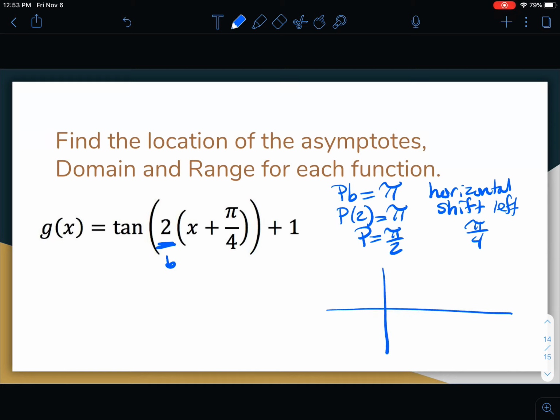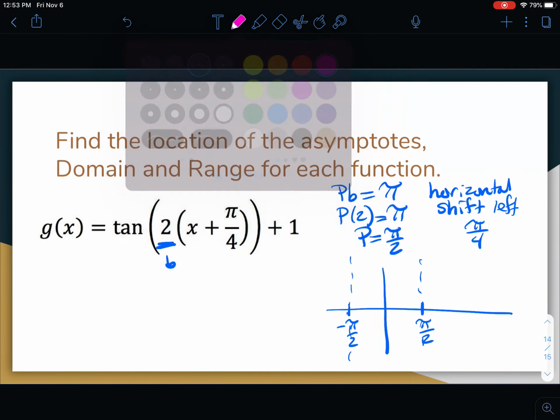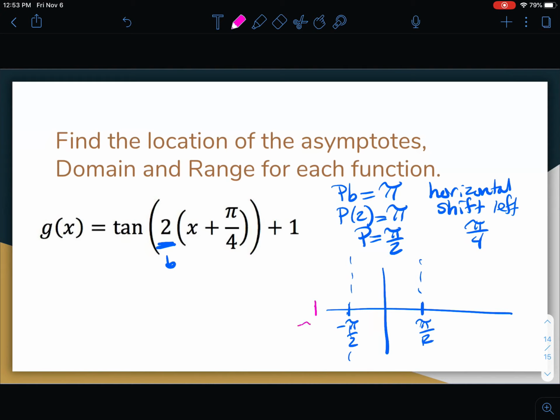Okay, so let's think of our just function family here, nothing exciting going on. Pi over 2, negative pi over 2. Remember, this is where we had those vertical asymptotes. Now this is saying, hey, we're going to shift to the left, pi over 4. So instead of this going here, so let's say that's negative pi, we're going to go ahead and shift it here to negative 3/4 pi.